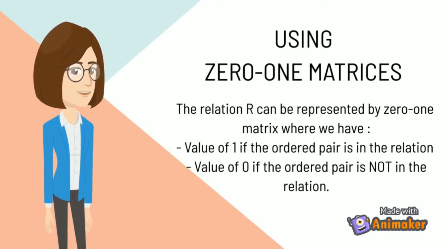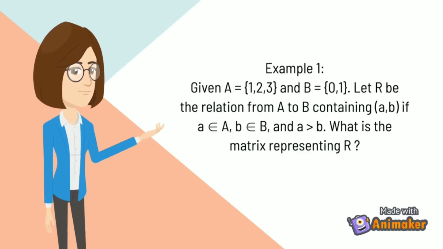The relation can be represented by using this method, where we have a value of 1 if the ordered pair is in the relation. Otherwise, we put a value of 0 if the ordered pair is not in the relation. Let's see our first example. Given A, with the elements 1, 2, 3, and B, with the elements 0, 1. R is the relation from A to B, containing the following condition. What is the matrix representing R?